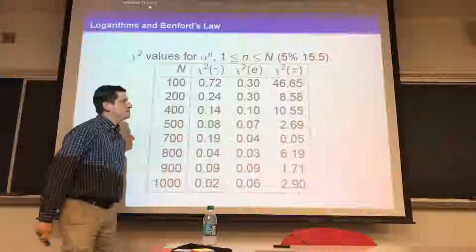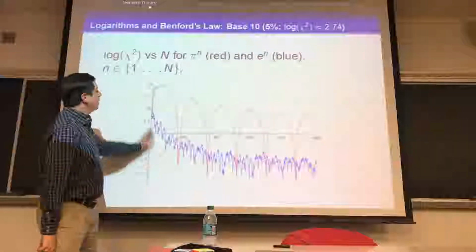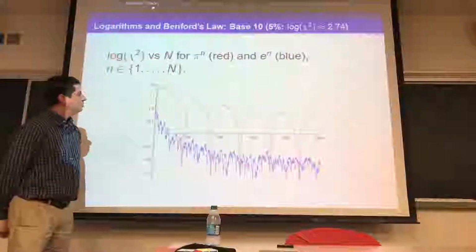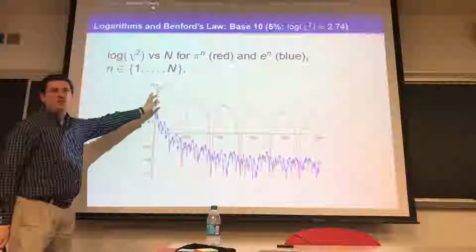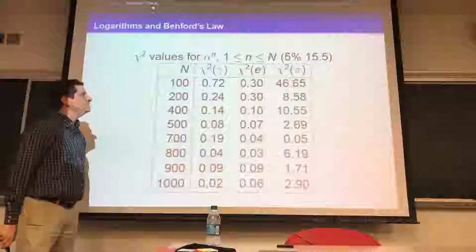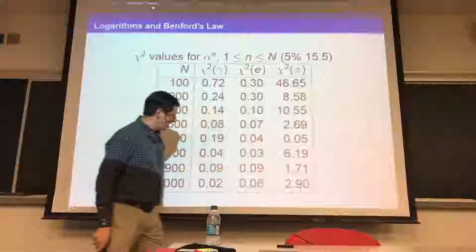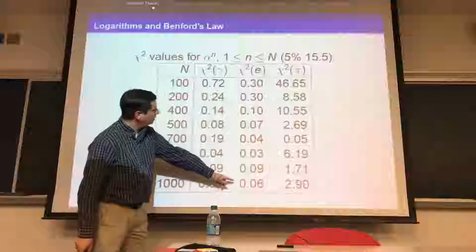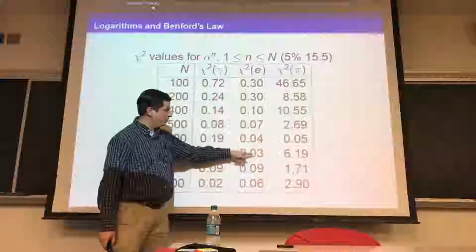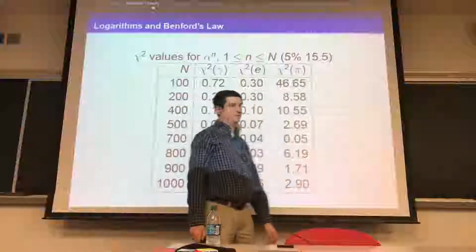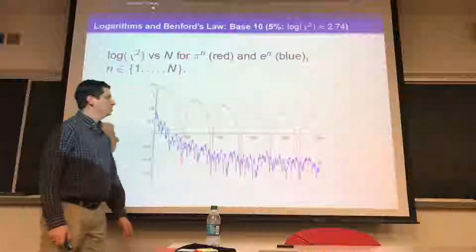A lot of mathematics is about how you present data. So I'm going to just look at pi to the n and e to the n, and I'm going to plot not the chi-squared values, but the log of the chi-squared values. The reason is, if I don't plot with a logarithm, I've got a 46.65, and I've got a 0.06, and I've actually got a 0.03. To get them on the same scale is going to be very hard to see anything. But if I plot them on a log scale, it's a little bit better.